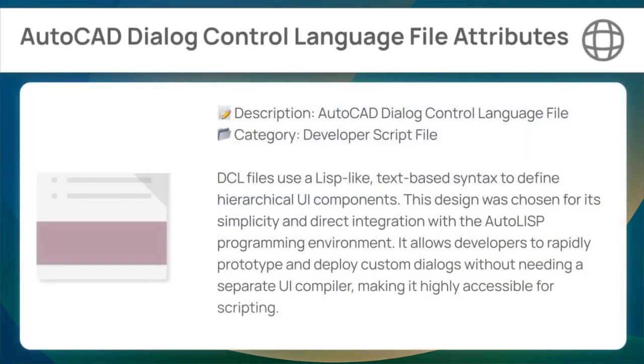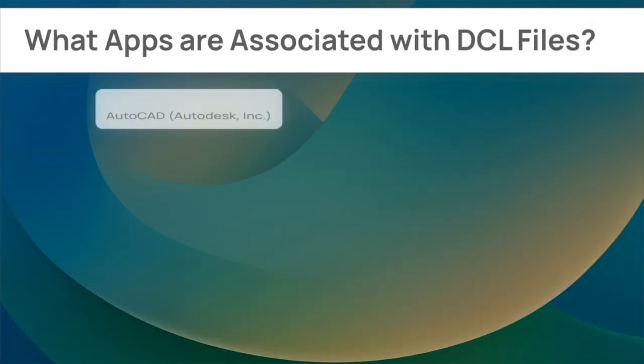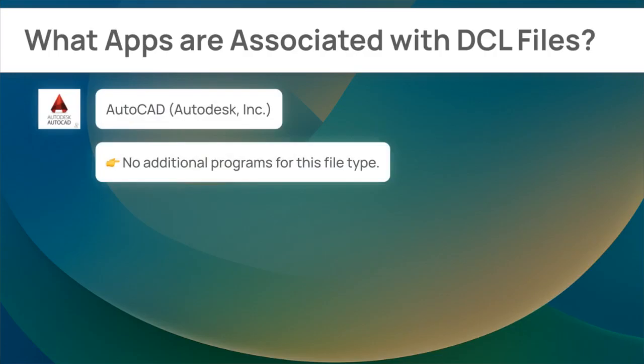DCL files use a Lisp-like text-based syntax to define hierarchical UI components. This design was chosen for its simplicity and direct integration with the AutoLISP programming environment. It allows developers to rapidly prototype and deploy custom dialogs without needing a separate UI compiler, making it highly accessible for scripting. Historically, the main tool for managing the DCL type has been AutoCAD by Autodesk Inc.